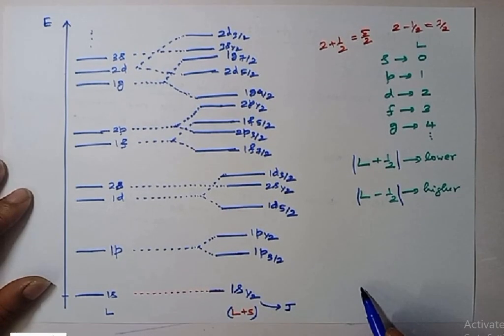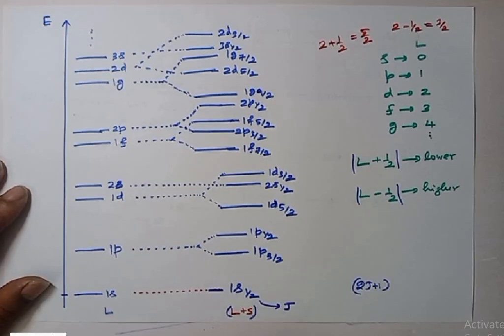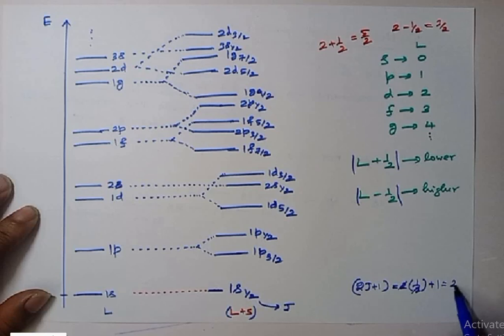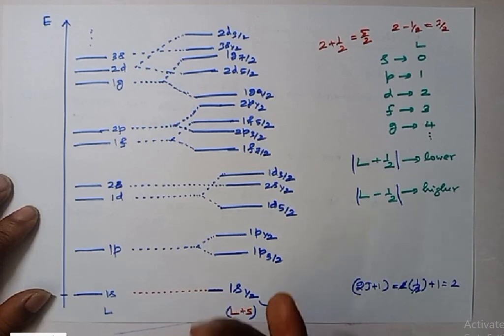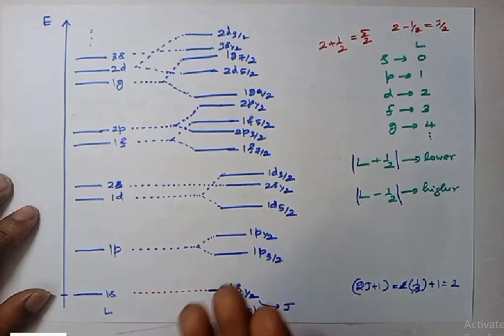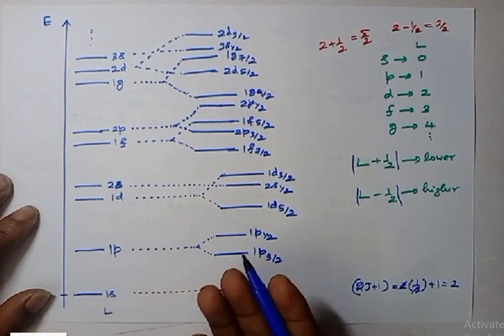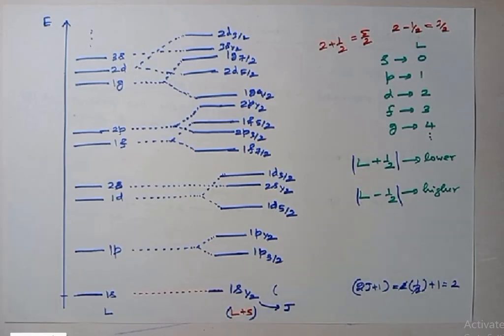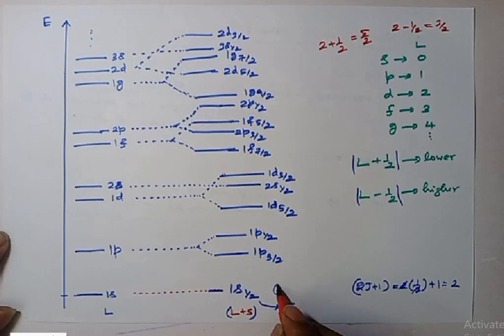Just use this formula, 2j plus 1. In this case, j is equal to half. If j is equal to half, how many nucleons can I place here? This two cancels, 1 plus 1 is 2. So this level can accommodate a maximum of 2 nucleons. It may be proton or neutron, whatever it is, it occupies a maximum of 2. Let me write here, maximum of 2 nucleons.